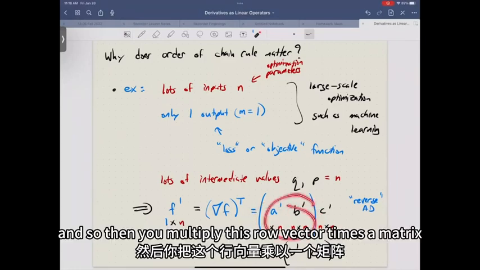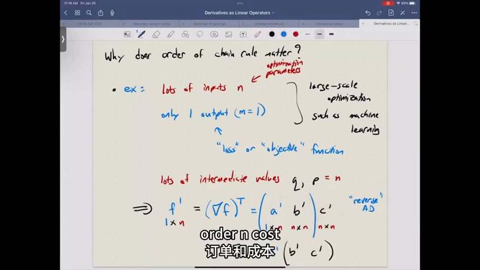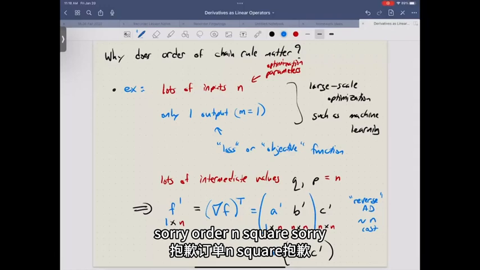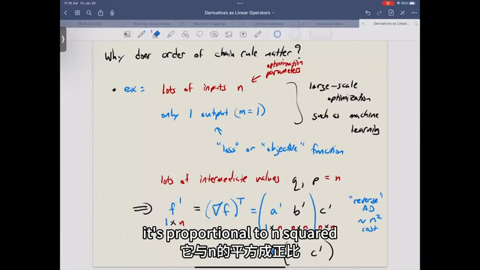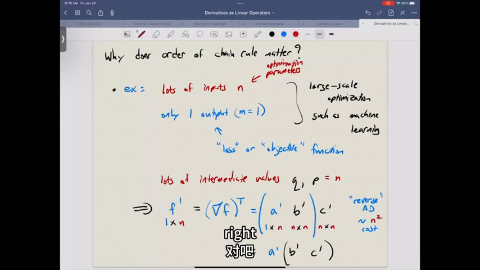And so then you multiply this row vector times a matrix. So the whole thing costs order n. Vector times matrix, Stephen? Sorry, order n squared, sorry. Yes, it's proportional to n squared, right? Because it's vector times matrix, right?